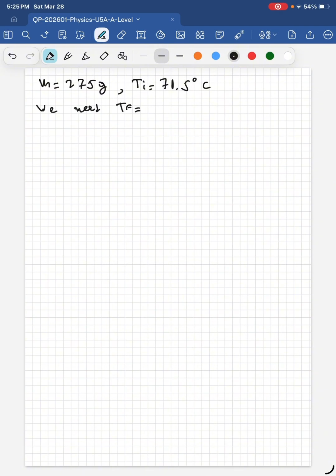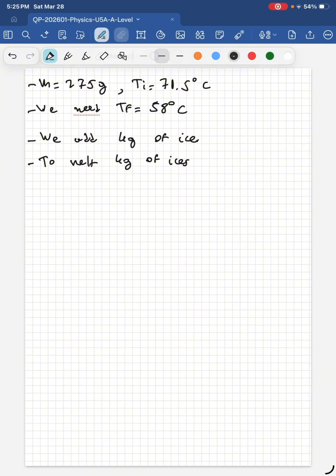We need the final temperature to be 58 degrees Celsius. So therefore, we add ice. So we add 4 grams of ice. Okay. To melt 4 grams of ice, sorry, there is no plural for ice. Okay, so to melt 4 grams of ice, let's calculate the energy needed.